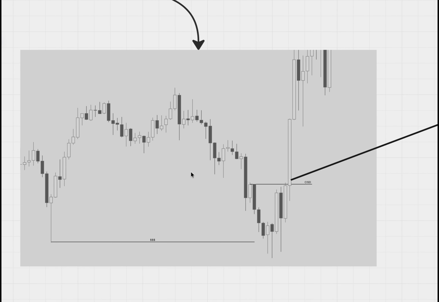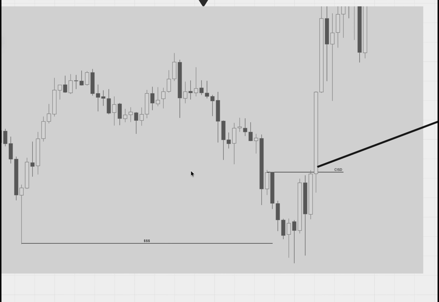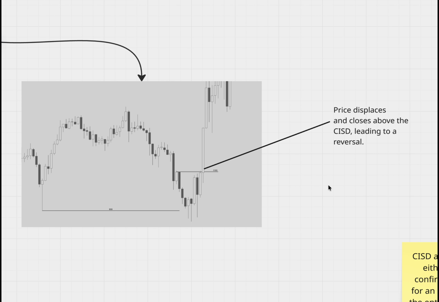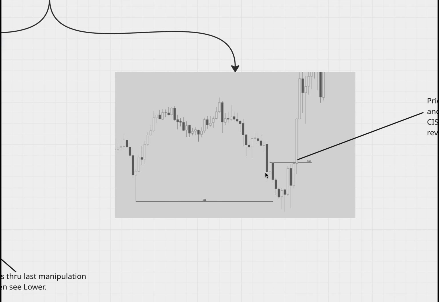So when we take this sell side, I'm looking for the last leg of the manipulation move to come take this low to get ran through. It's simple as that. You just draw a line where the last leg was. Price displaces and closes above, change the state, leading to a reversal.